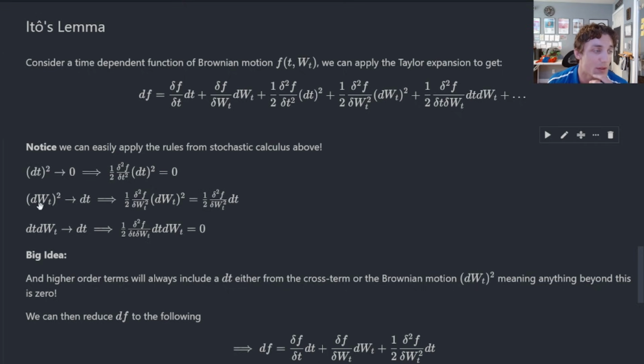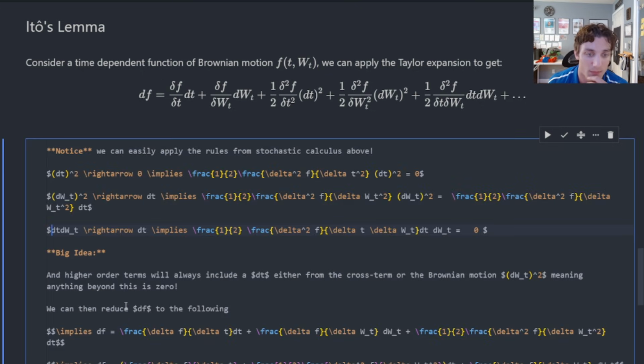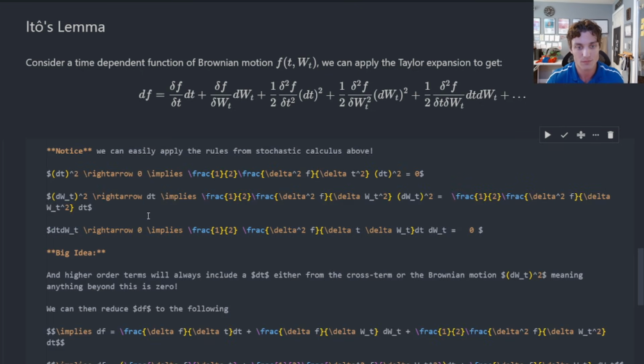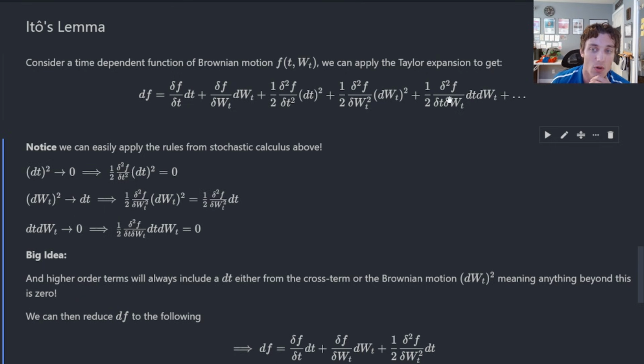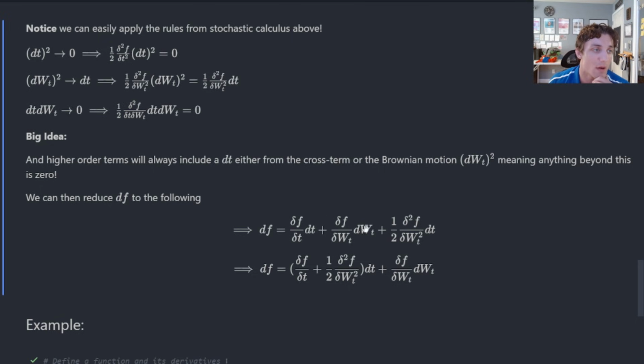Okay, what about the differential of Brownian motion squared? Well, here it's going to approach dt, so we can substitute in dt for dWt squared. Moreover, the product of dt and dWt is going to approach 0, leaving this cross term here to be 0. So after simplifying, we can go ahead and then factor out the dt, and we are left with this. This is going to be the solution given by Ito's lemma. The differential of a time-dependent function of a Brownian motion will be given by this quantity.